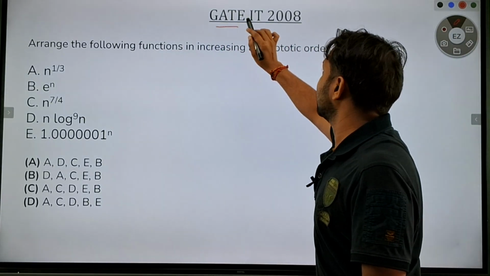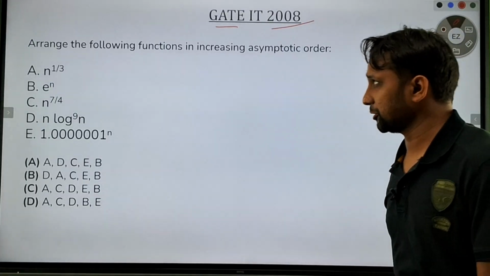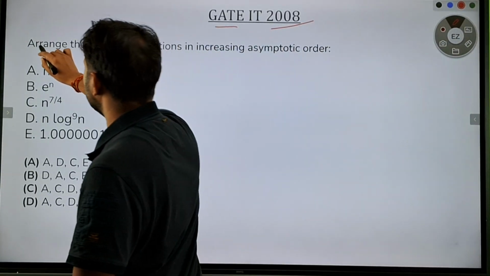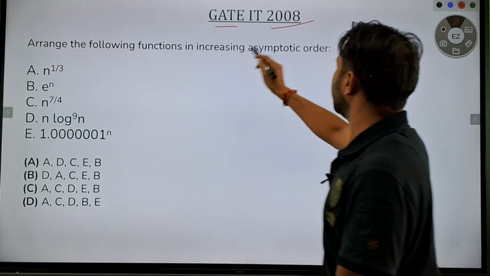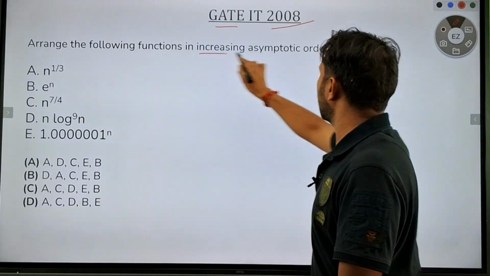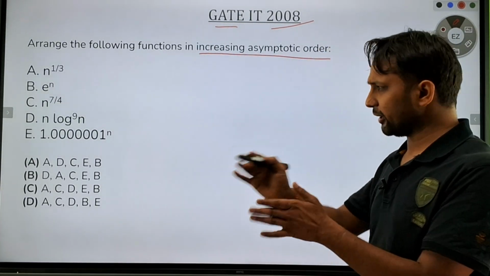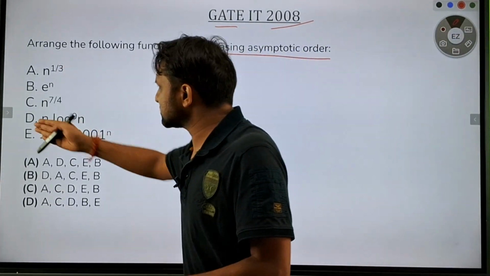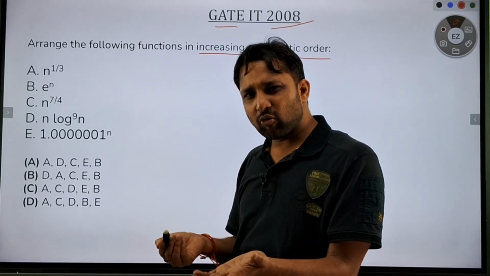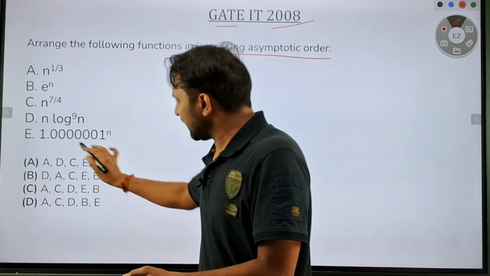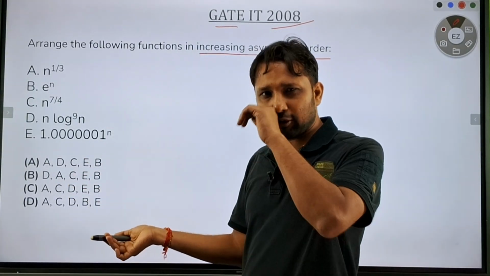First try yourself. GATE 2008 question. Read the following statement. Arrange the following functions in increasing asymptotic order. So increasing order, smaller to greater, we need to arrange. So many functions are here. You cannot make all the combinations with each other, so take the help of the options.